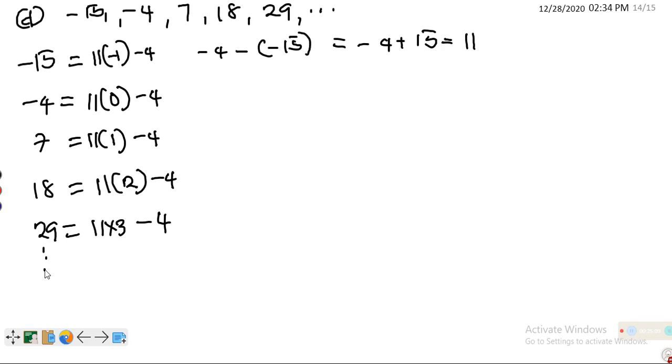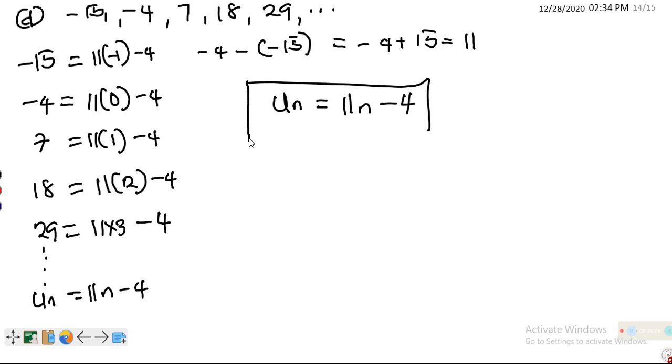So we can do this up to the nth term. So you can see this is the first term, second and third term. So un can be 11 times n minus 4. So un equals 11n minus 4 for this sequence.